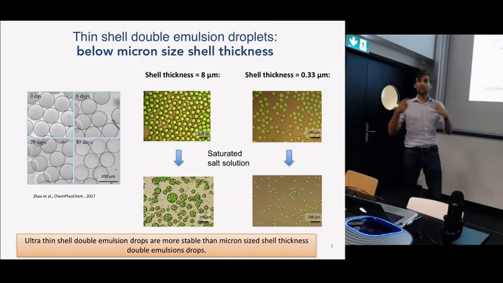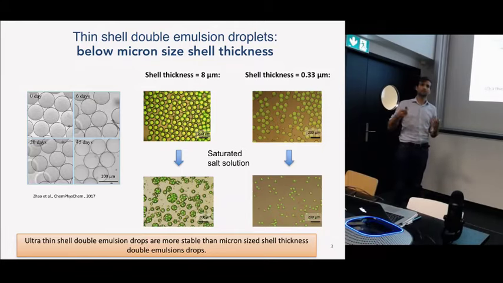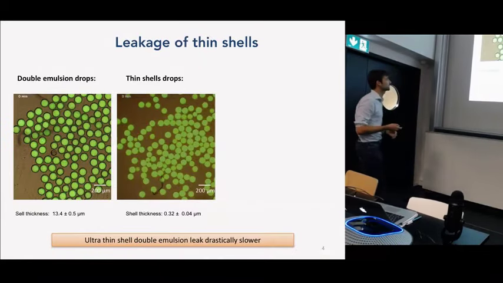But if you reduce the shell thickness, you might wonder, maybe I increase the leakage. And this is also what we tested.